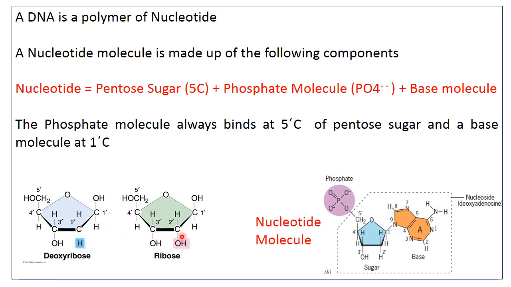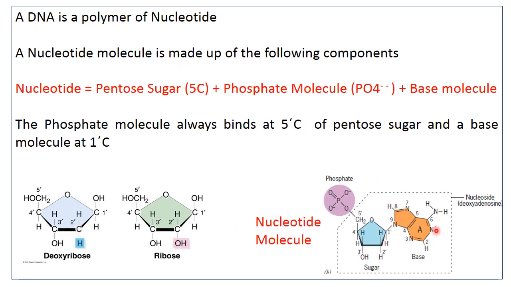The only difference is that in ribose sugar, which is present in RNA, there is oxygen at the second carbon of this ribose sugar, whereas in deoxyribose sugar the oxygen is missing at the second carbon, and hence this is called deoxyribose, that is devoid of oxygen at the second carbon.